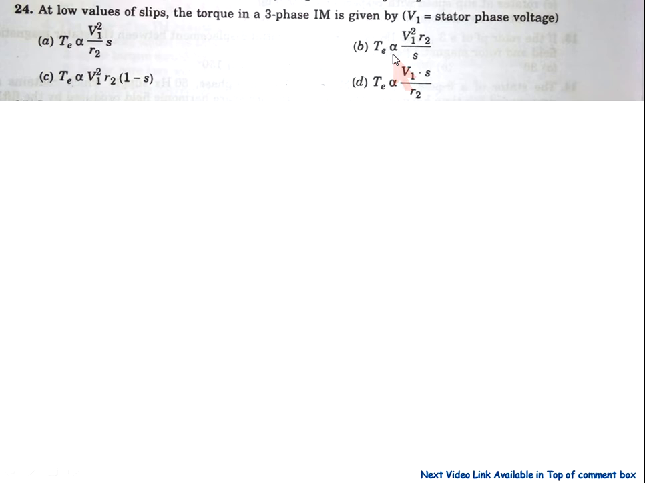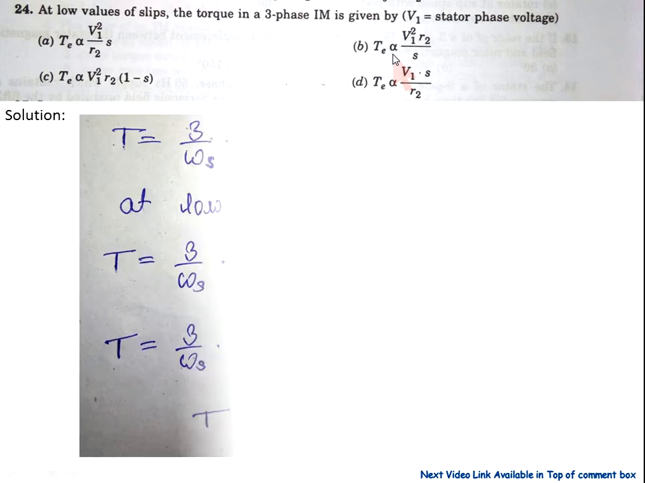Now come to question number 24. At low value of slip, the torque in the three-phase induction machine is given by, where V1 is the stator voltage. Now come to the solution.